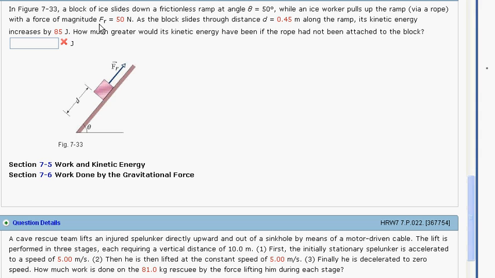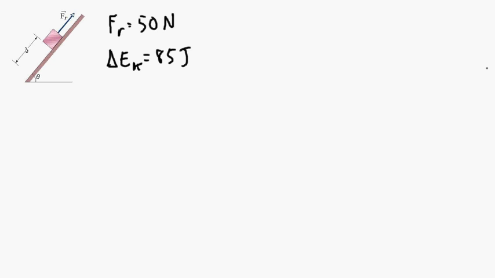And he puts on a force of 50 newtons. It slides down a distance 0.45 meters, and its kinetic energy increases by 85 joules. How much greater would its kinetic energy have been if the rope had not been attached to the block? So, what I've got here is the force is 50 newtons, the change in kinetic energy is 85 joules, and the distance is 0.45 meters.